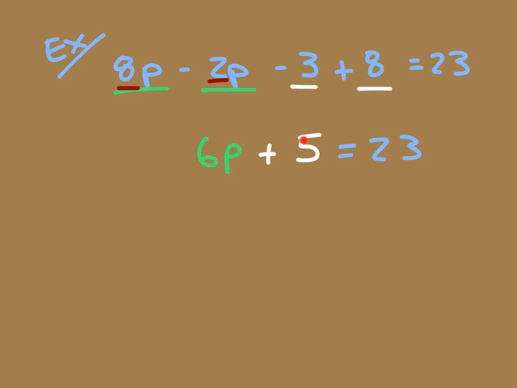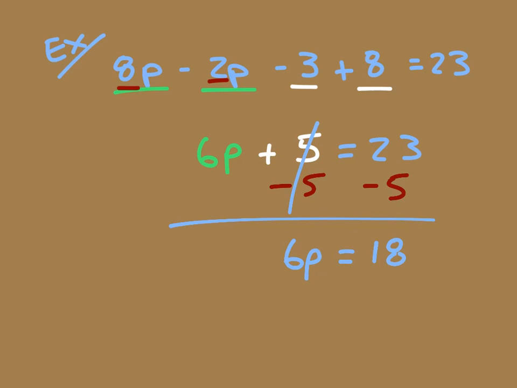Now I have a two-step equation here, and all I'm going to do is subtract 5 from both sides. All right, this part's going to add to 0. 5 minus 5 goes to 0. Bring down your 6p. 23 minus 5 is going to give us 18. Now, the opposite of multiplying by 6 is dividing both sides by 6, and we get that p is equal to 3. And that's how we solve these kinds of equations.